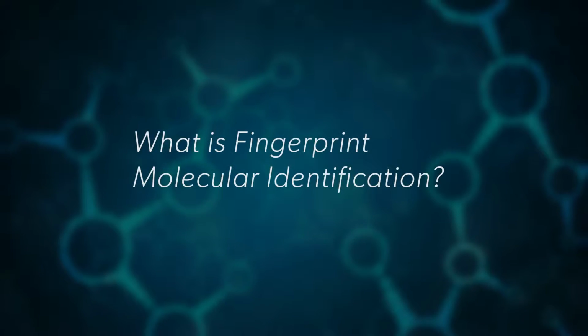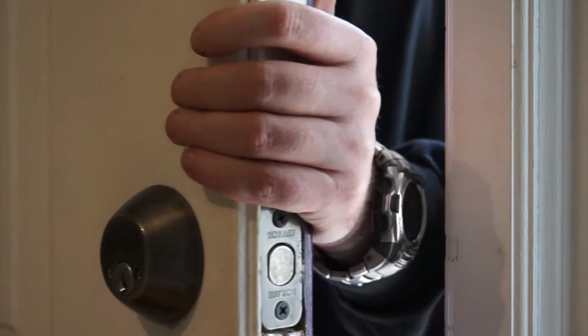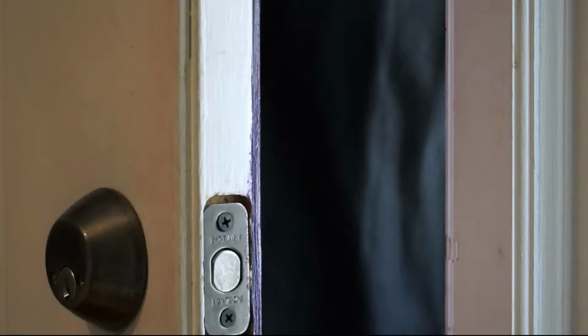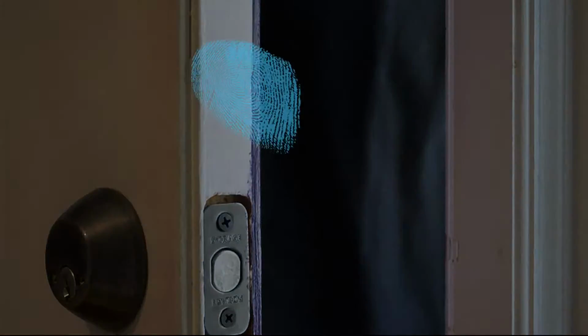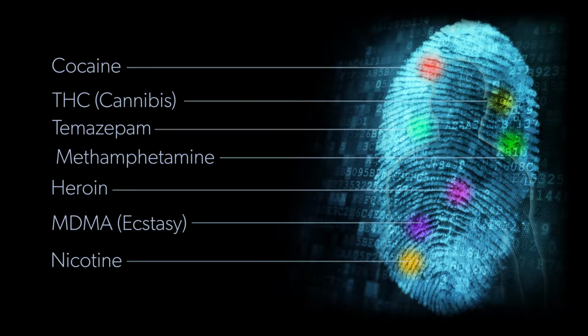What is fingerprint molecular identification? FMID is a revolutionary process in which the chemical residues of a clear or smudged print left at the crime scene or an individual are analyzed to identify various characteristics to construct a human identification profile. FMID is available now with the ability to identify 6 drugs of abuse and the presence of nicotine.